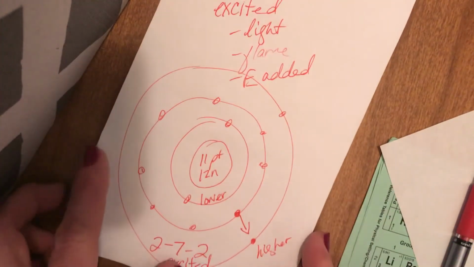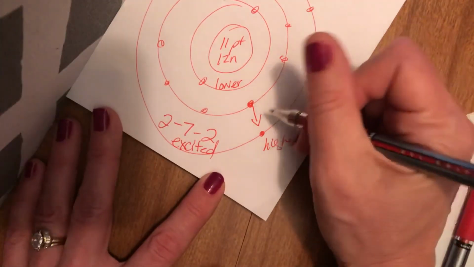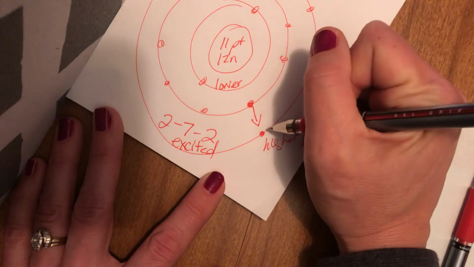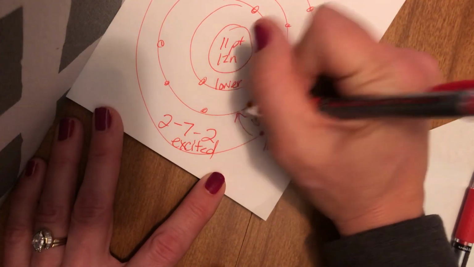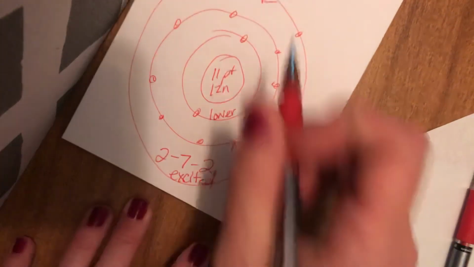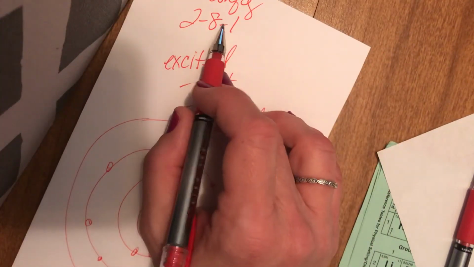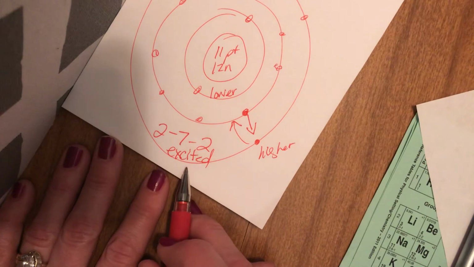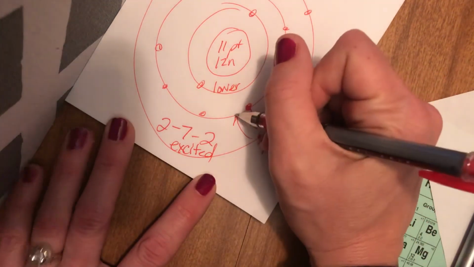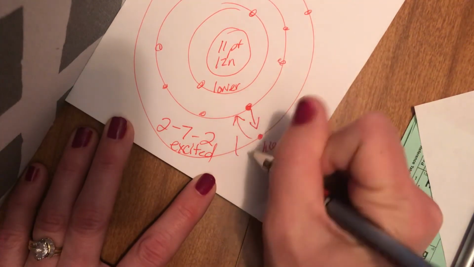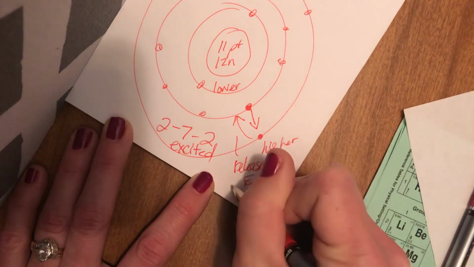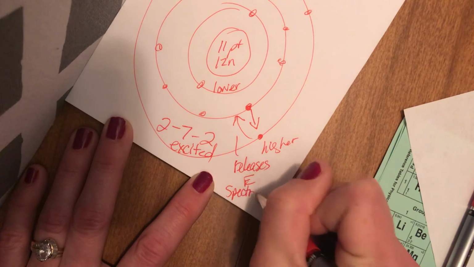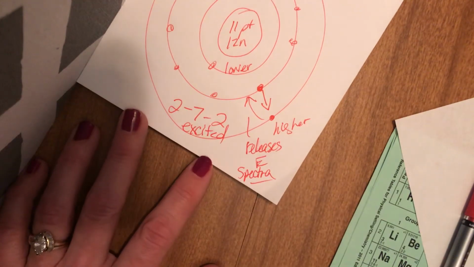All right, and last, I want to talk about one more thing. It never stays out here. It doesn't have enough energy to stay in the outer orbitals, so it always falls back to ground state. So ground state was my normal configuration, and my excited state was 2-7-2. Now when it falls back to ground, it releases energy. When it releases energy, that's seen as spectra. It's seen as colors of light.